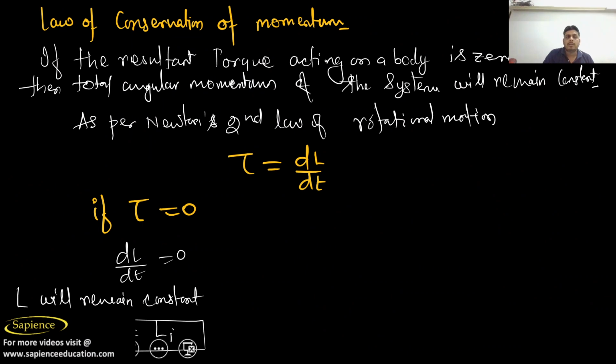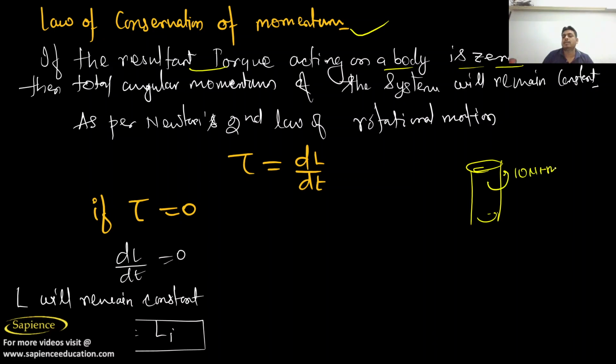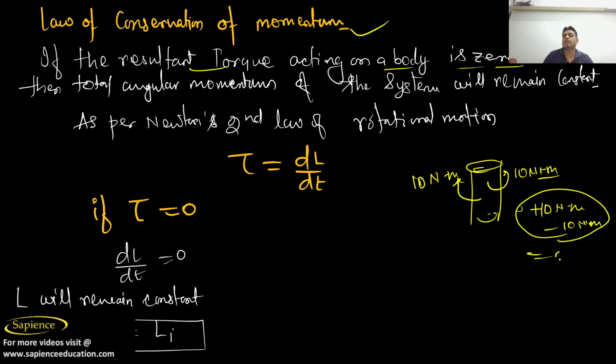Okay. So law of conservation of angular momentum. Now we will discuss the law of conservation of angular momentum. If the resultant torque acting on a body is 0, it means that, for example, this is a body, and I am applying a torque like 10 Newton meter in this direction, and in this direction also 10 Newton meter in opposite direction. If you add them, 10 Newton meter minus 10 Newton meter, finally we will get 0. So this is the net.